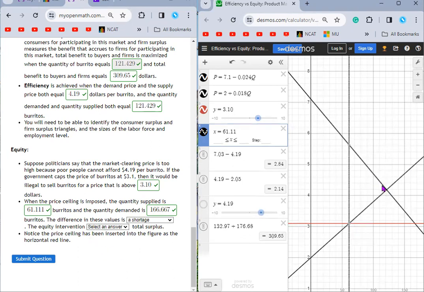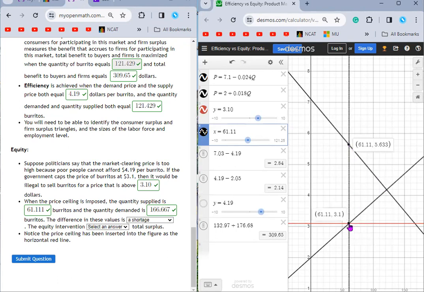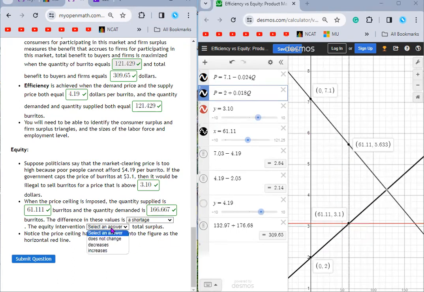Well, we've eliminated this commerce right here, this triangle that is made by these three dots. We've eliminated this commerce here, right? So our total surplus is from this point up to here, down to here, and then over to here. So this is our new firm surplus, and this right here is our new consumer surplus. So the equity intervention has done what? It decreases total surplus.